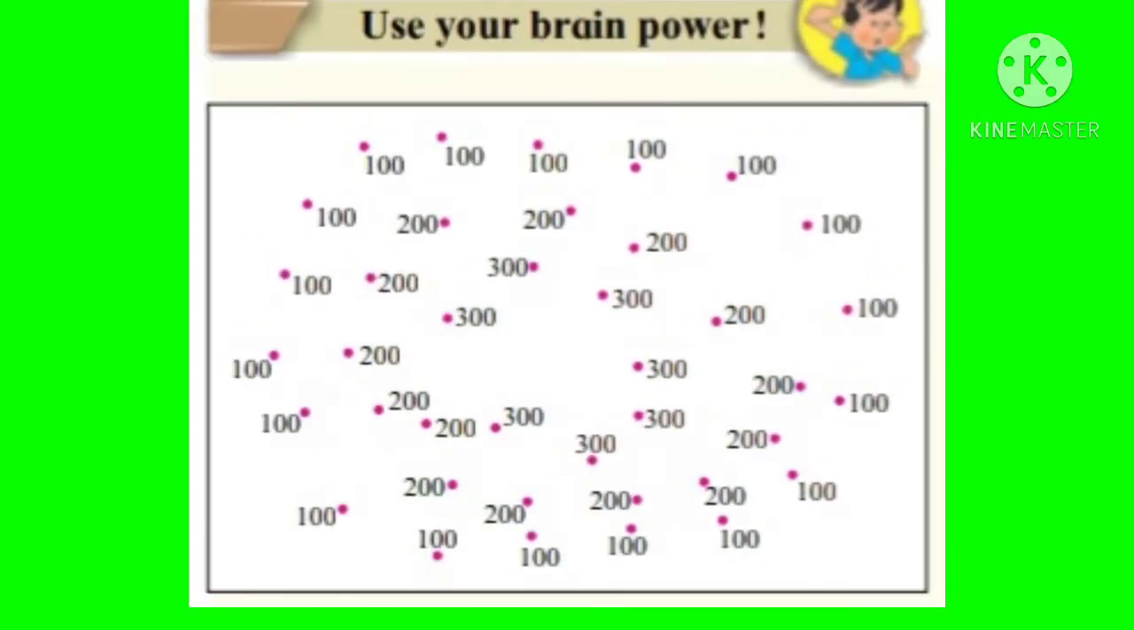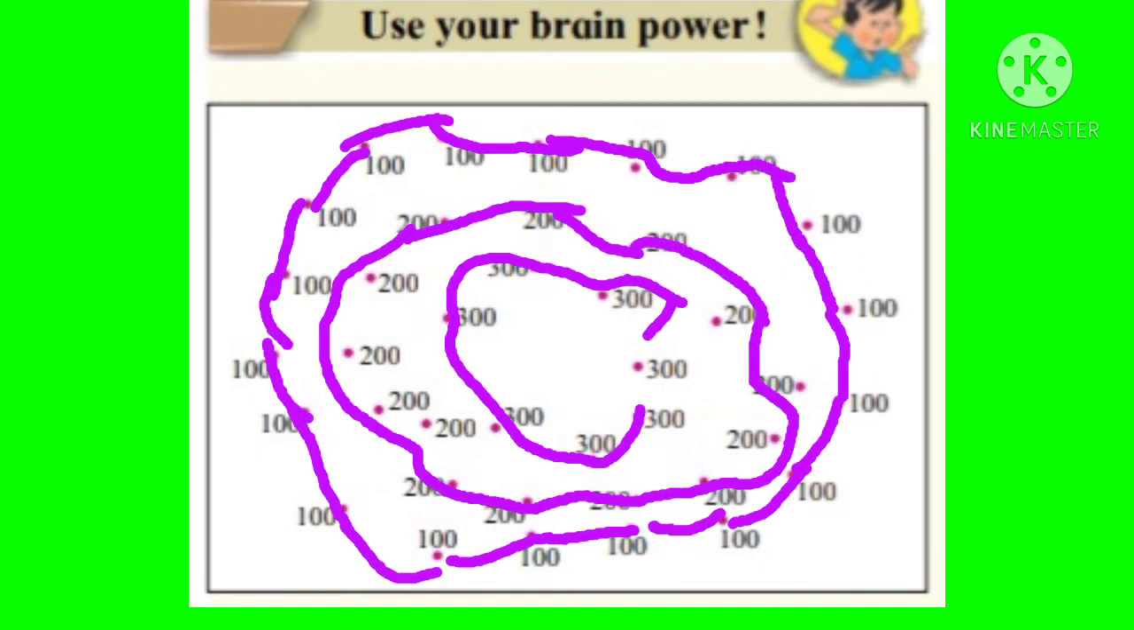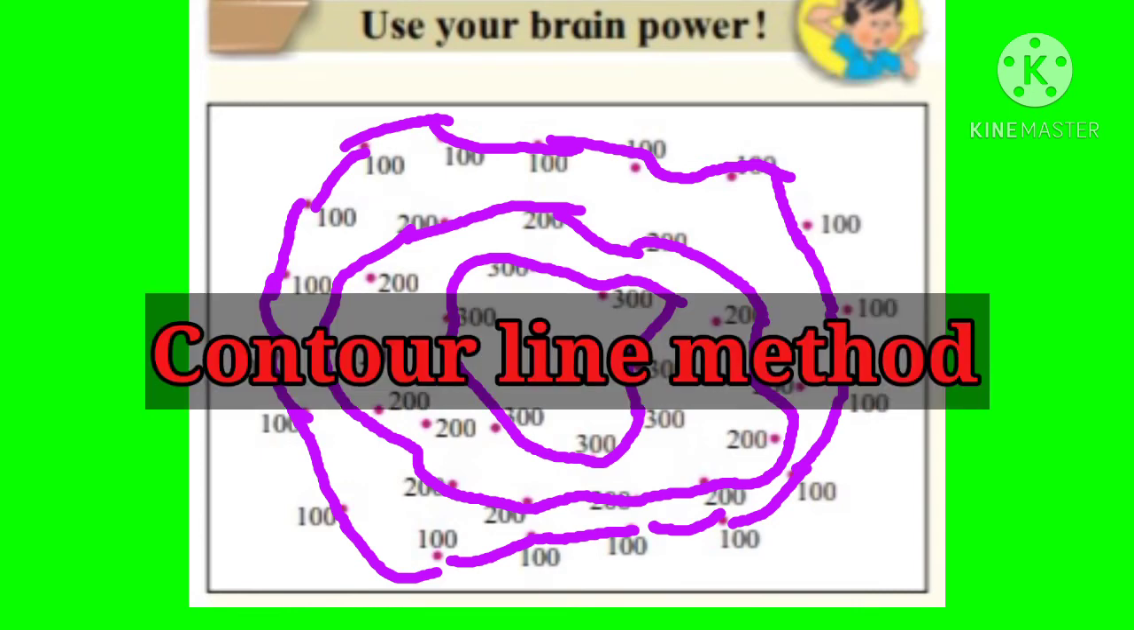Students, look at the box showing the places of different heights given on page number 41 of your textbook. Join the dots that show places of the same height. While doing so, you will understand that you have used the contour line method of showing the landforms on a map.